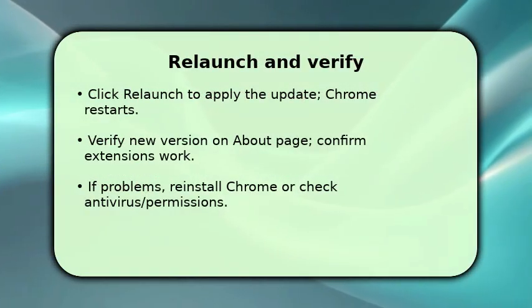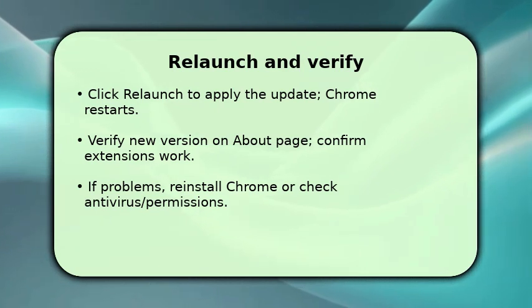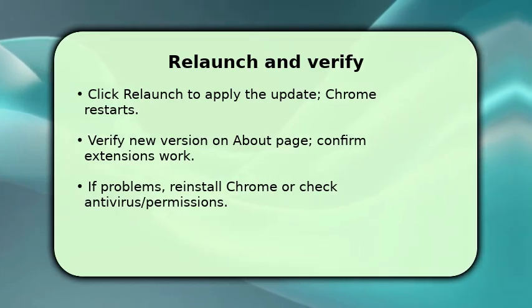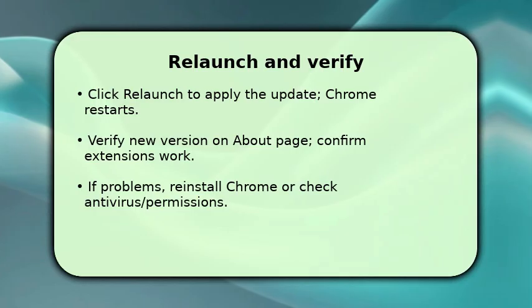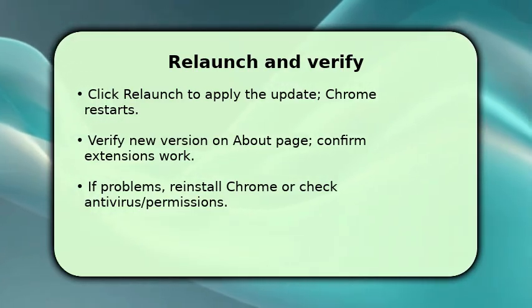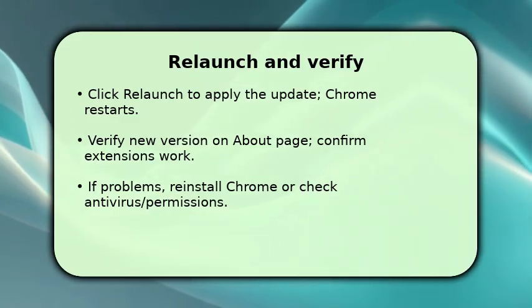Click Relaunch to apply the update so Chrome restarts with the new version. This step finalizes installation. After relaunch, return to About Google Chrome to confirm the displayed version matches the update. Make sure your extensions and sync data are functioning. Re-enable any temporarily disabled extensions.